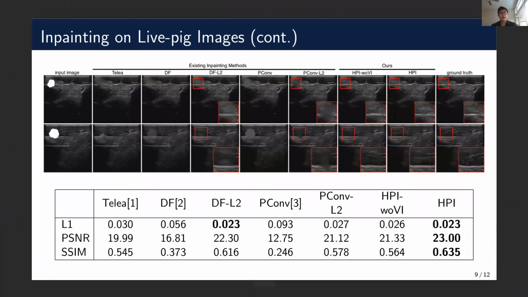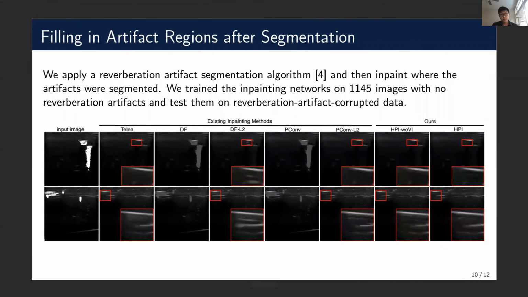Okay, so we're also comparing our results against results from other methods. TELEA is a non-learning based method. DF stands for diffusion and PCONV stands for partial convolution. These two without L2 means that they're using our training objective. And these two with L2 means they're using an L2 loss. And the HPI WOVI means HPI without variational inference. So both visually and number-wise, our method is clearly better than the other methods.